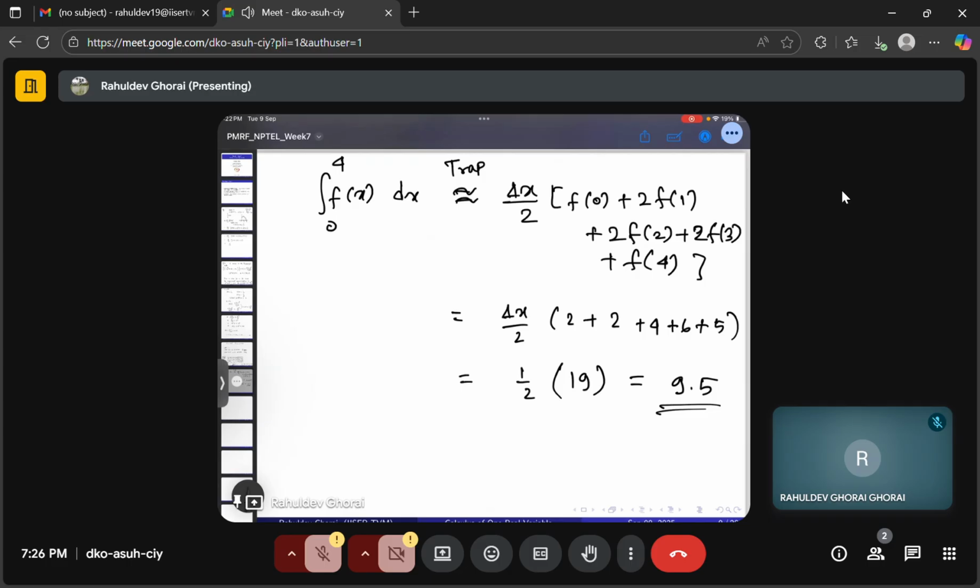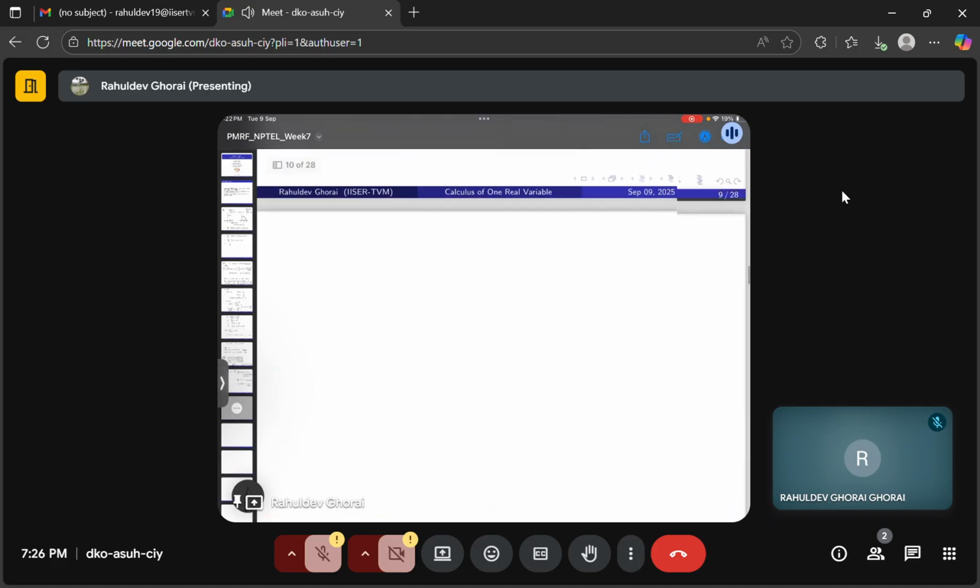Right. So I end here for the trapezoidal rule. Now I go to composite numerical integration, that is, the Simpson rule. So Simpson's 1/3 rule.